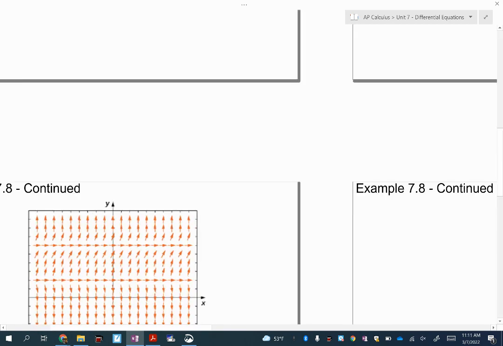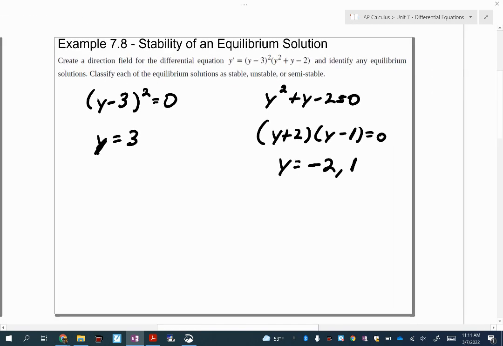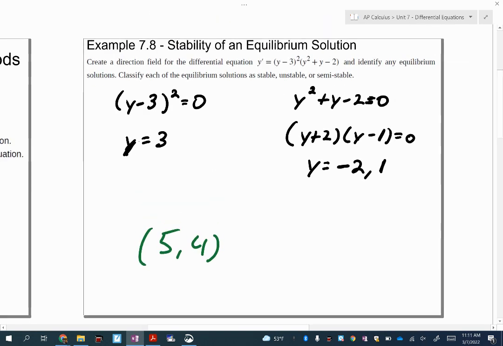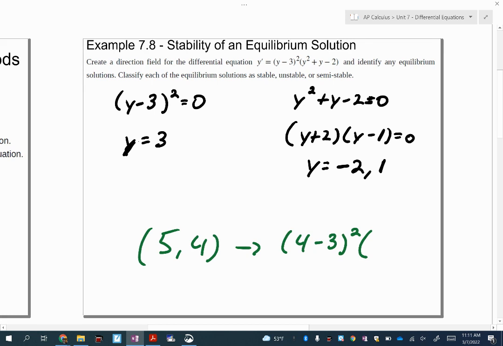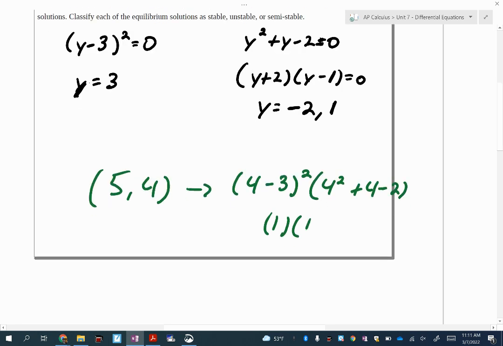So essentially how they build this is they just plug in values into y, and a lot of these have x as well. This one only has y. Let's just try one here, the ordered pair 5, 4. I plug in x is 5, but I don't have an x, so I don't have to worry about that. I plug in 4 for y: 4 minus 3 is 1, which squared is 1, times 4 squared plus 4 minus 2, so 16 plus 4 is 20, and 20 minus 2 is 18.